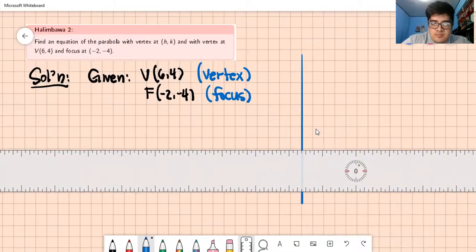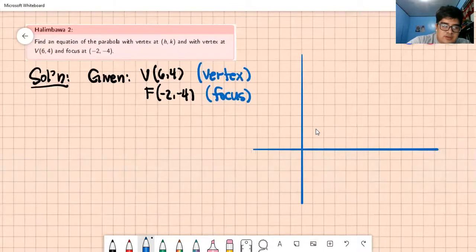Ganito. Okay, ayan. Tama. Okay, ngayon. And we didn't draw arrowheads. This is X and the dog is starting to bark again.